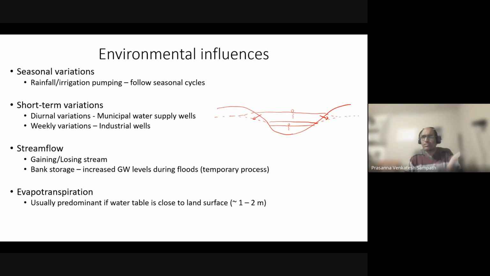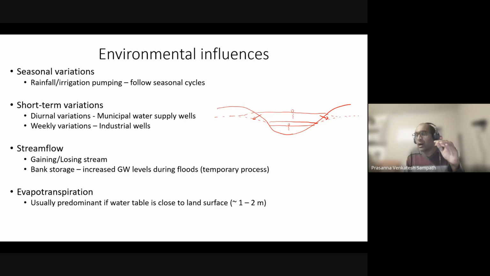So this is predominantly observed only when the water table is close to the land surface. I said 1 to 2 meters here. The absolute maximum I would think of is 2.5 to 3 meters. I can't imagine evapotranspiration playing a role in groundwater levels if it is more than 3 meters deep.